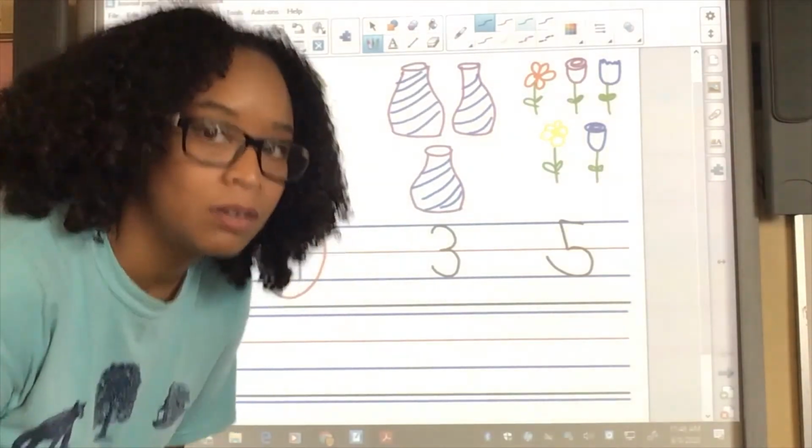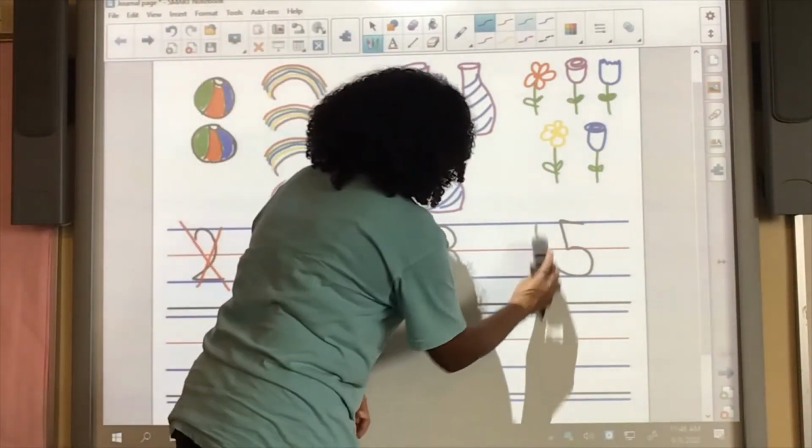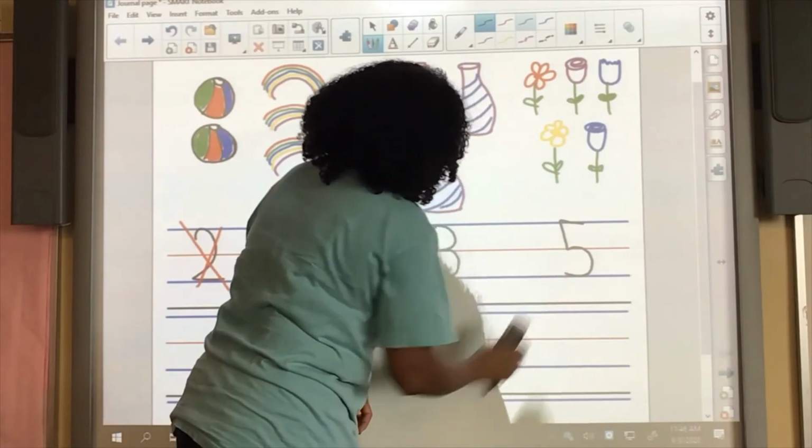Now let's compare. Oh, I don't like that 5. I'm going to erase that. Or I'm going to erase this end. That was like too big. There we go. That looks better.